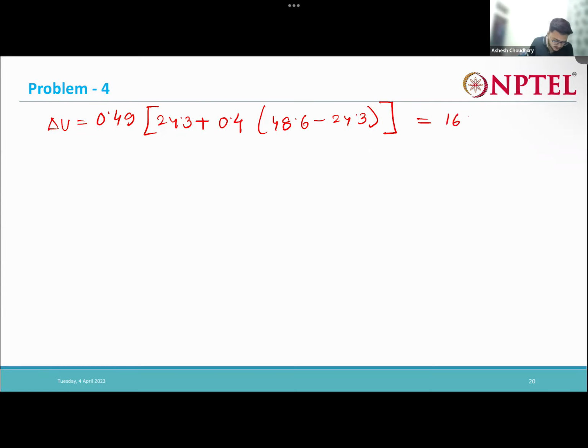It will be 16.67 kPa. So due to this construction, my pore water pressure is actually increasing by this amount, 16.67 kPa.